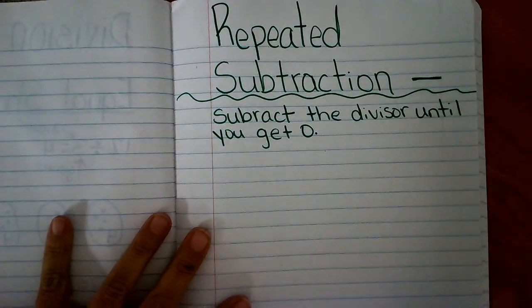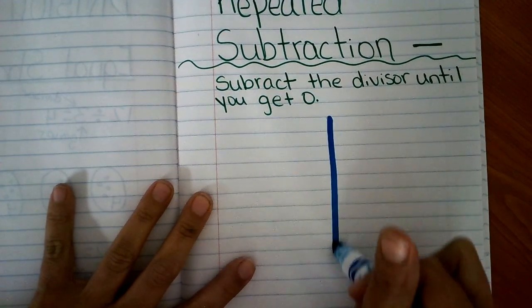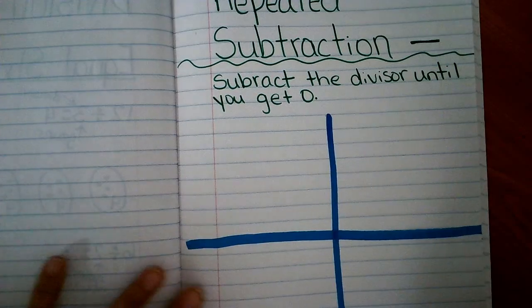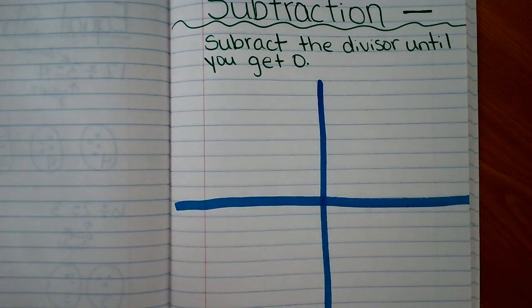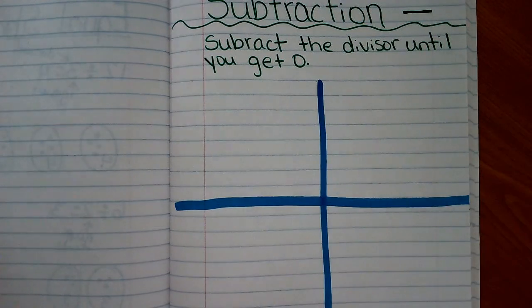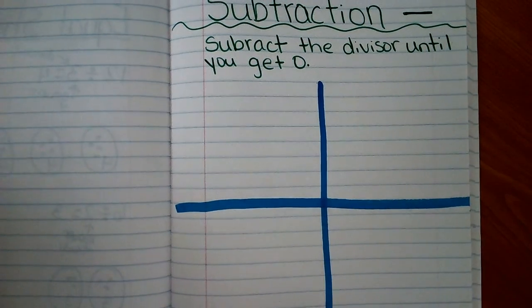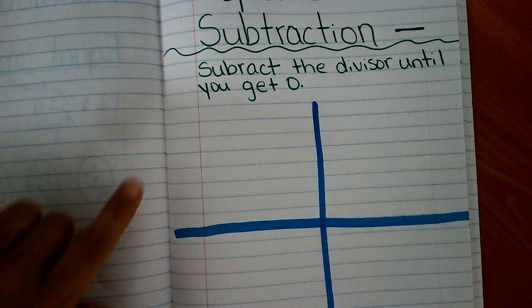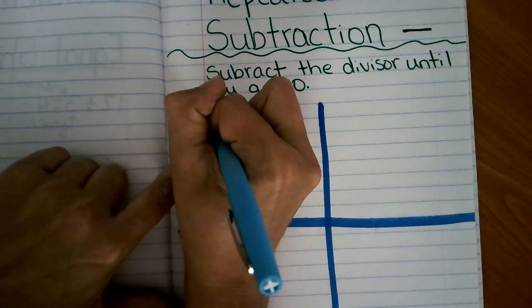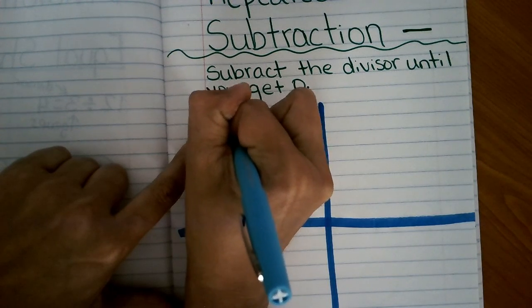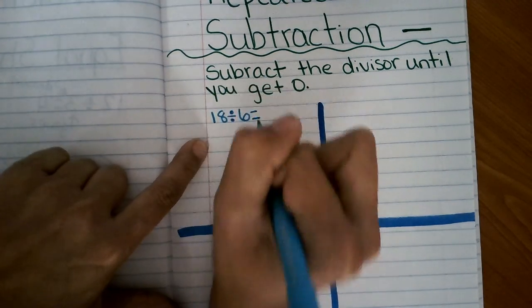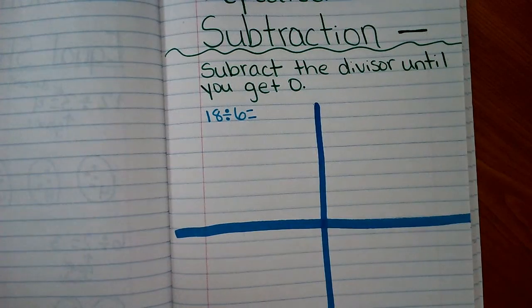I am going to draw a line here to separate, make some squares right there. Okay, now this is a different strategy that you can use when you are dividing. So let's say that I have this problem. 18 divided by 6 equals something. And I want to use the repeated subtraction strategy.